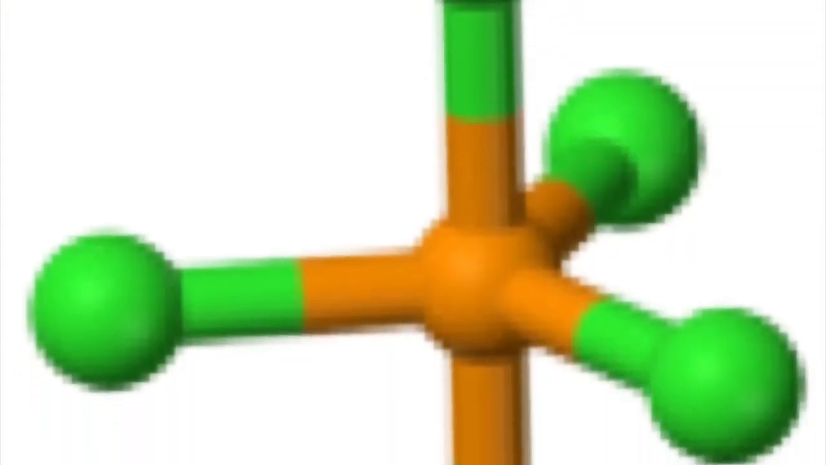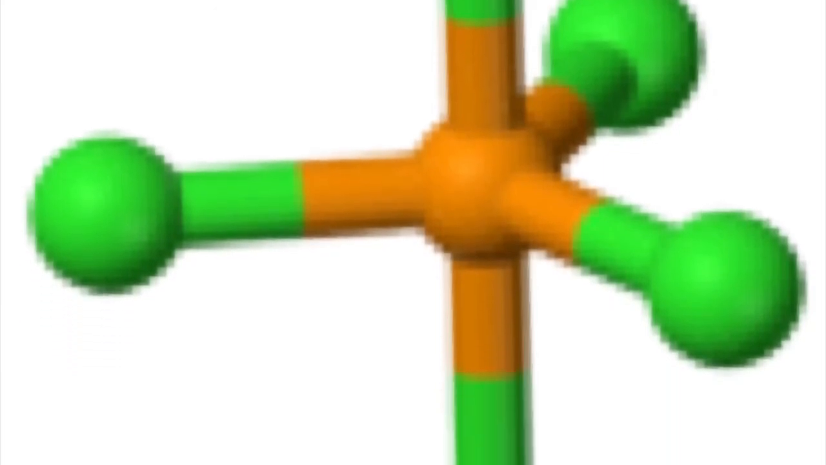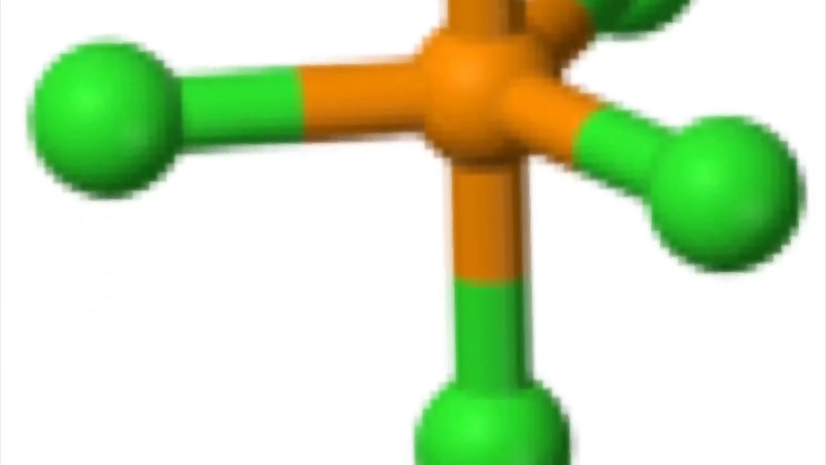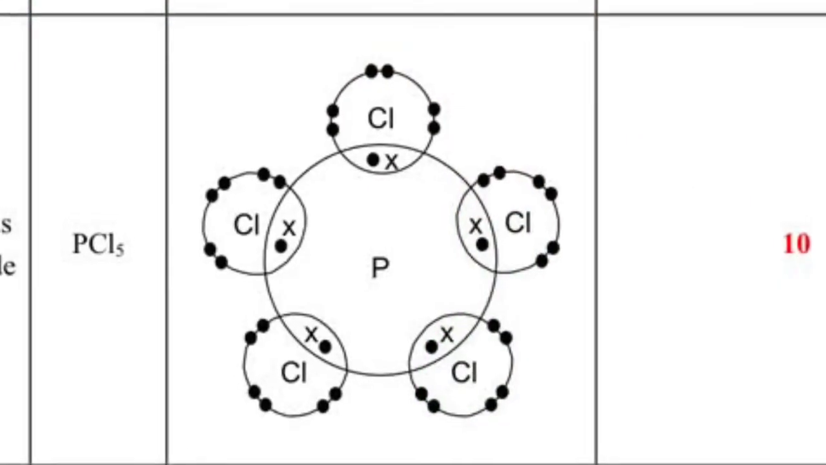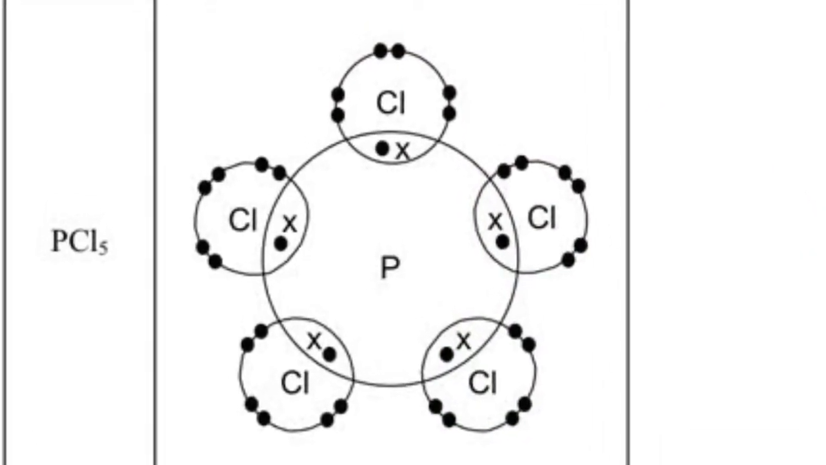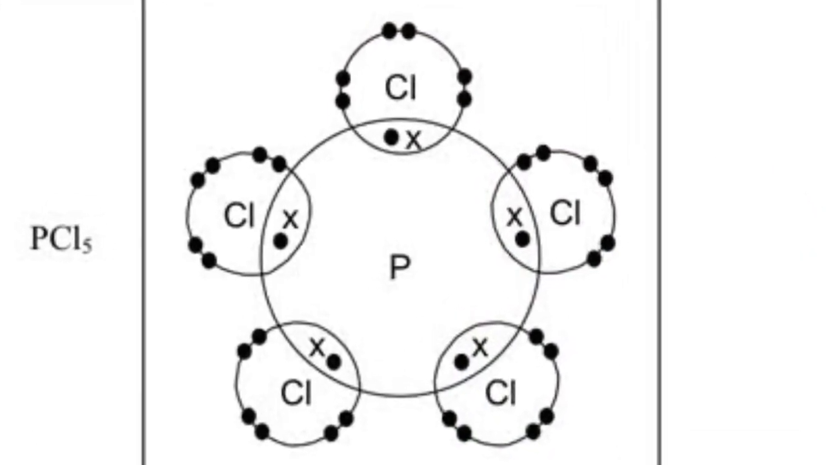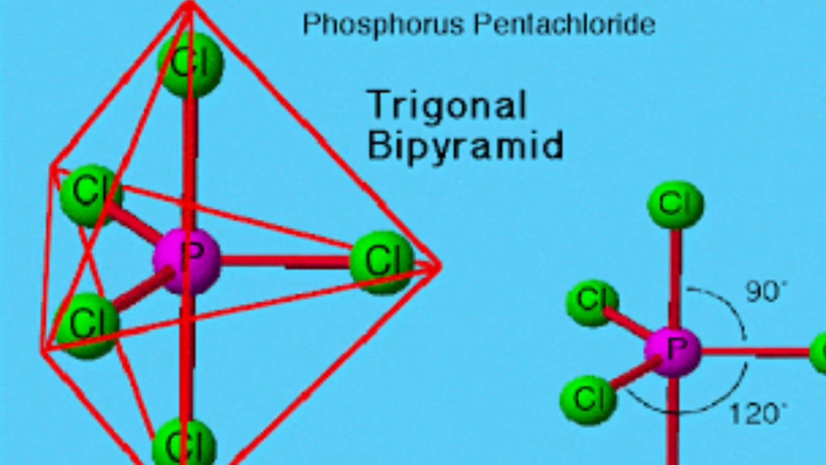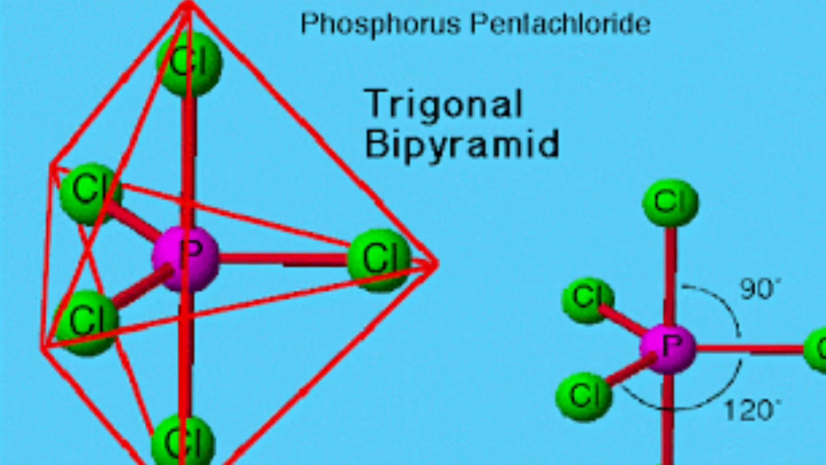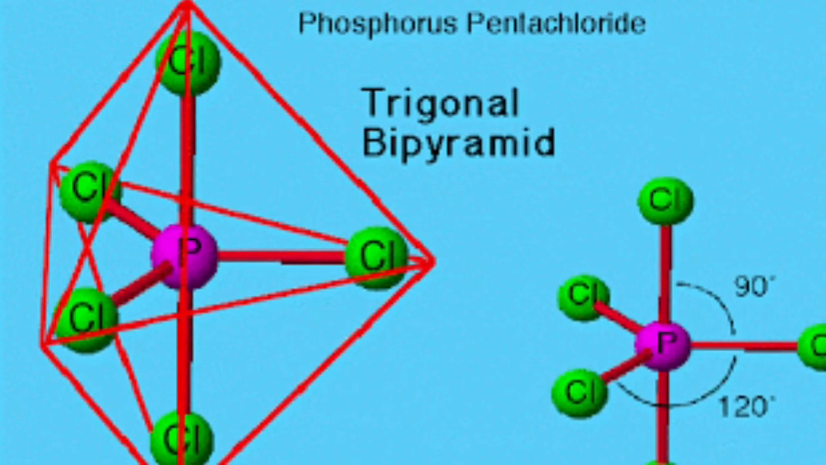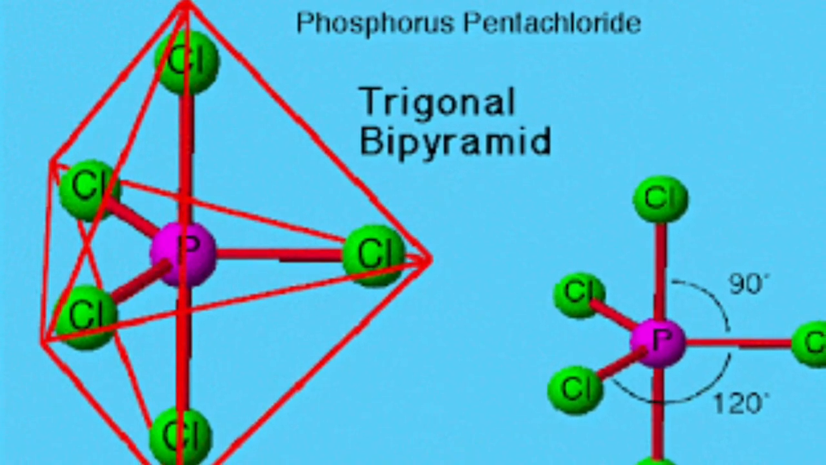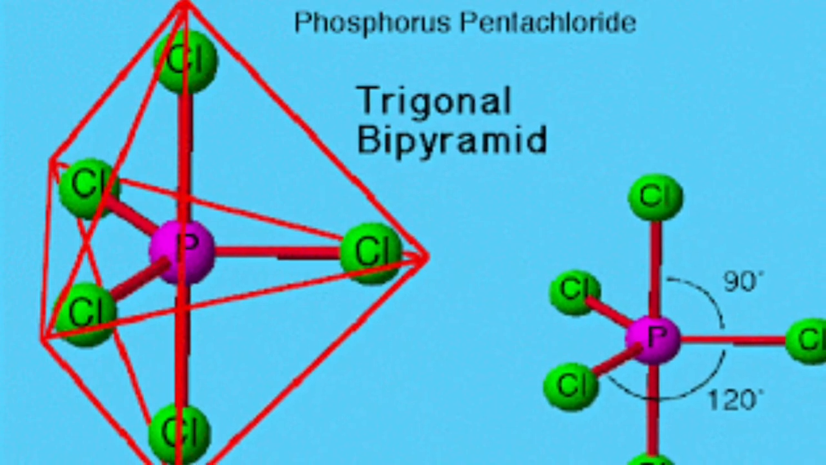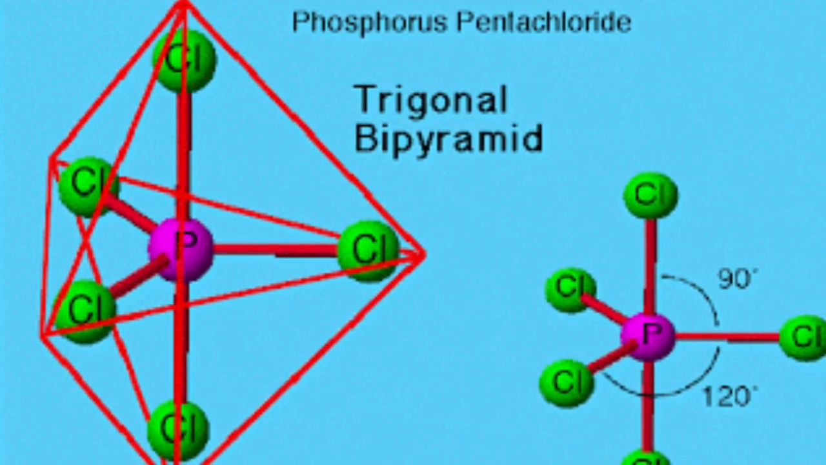Like in all VSEPR shapes, molecules with the central atom surrounded by 5 bonding pairs will arrange themselves with their electron pairs as far apart as possible. To achieve this, the atoms will arrange themselves in a trigonal bipyramidal shape, which consists of 2 pyramids sharing the same base. In this type of molecule, the 3 atoms making the base will lie in the same plane with the central atom in the middle of it. The other atoms will be positioned above and below this plane.